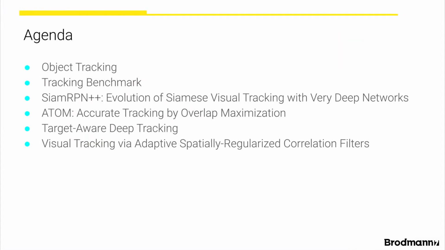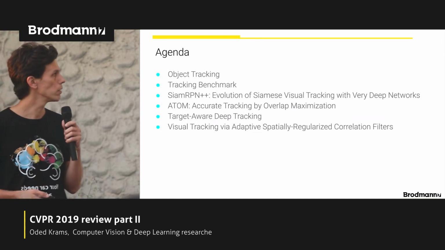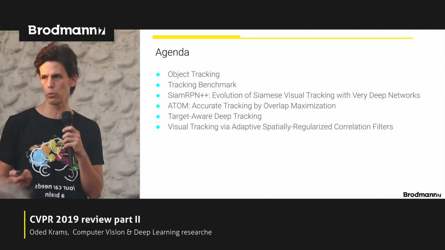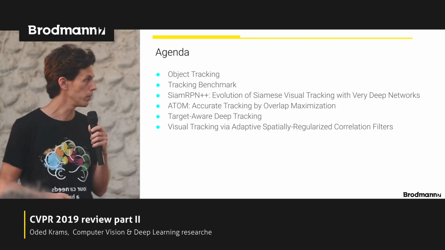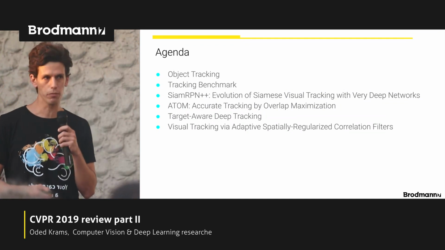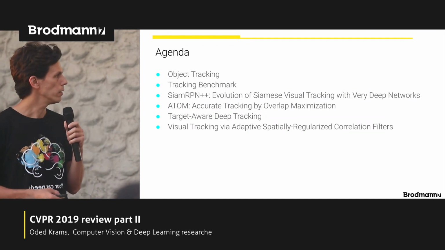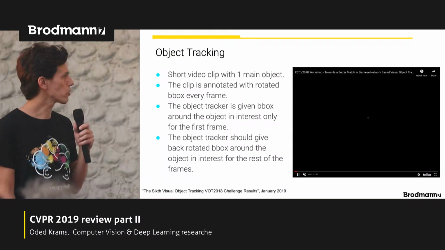I'm first going to talk about a bit of an overview of what object tracking is. And then I'll talk about how we measure a tracker, how it performs. Then I'll go over a few papers, again, from the latest CVPR. So let's start. So what is object tracking?